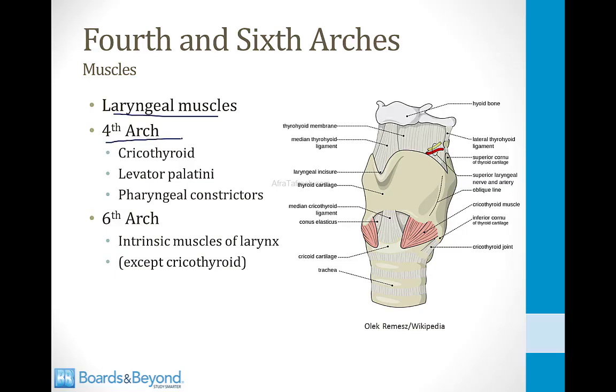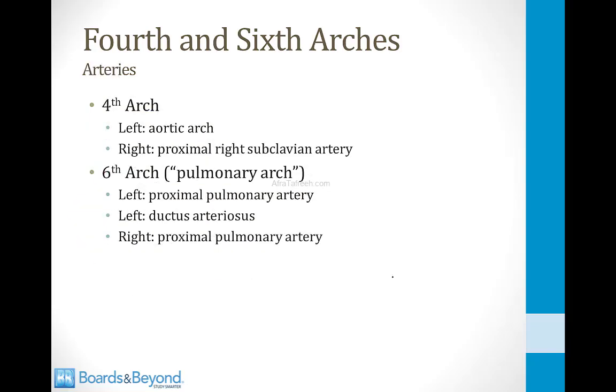The fourth arch gives rise to the cricothyroid muscle, the levator palatini muscle, and the pharyngeal constrictor muscles. The sixth arch gives rise to the intrinsic muscles of the larynx, with the exception of the cricothyroid that comes from the fourth arch. And finally, the fourth and sixth arches develop into major blood vessels in the adult.